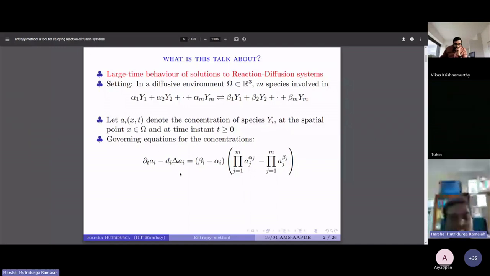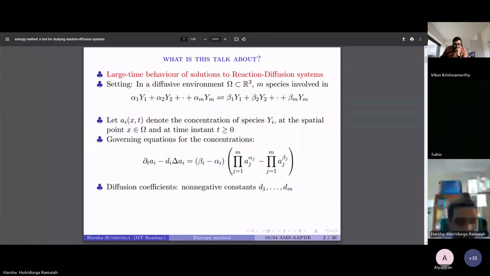So d1 going up to dm are the non-negative constants, which are known as the diffusion coefficients corresponding to the species yi. We are mostly interested in the case when they are not equal to one another. When they are equal to each other, somehow the analysis is way simpler. So we will assume that they are distinct.